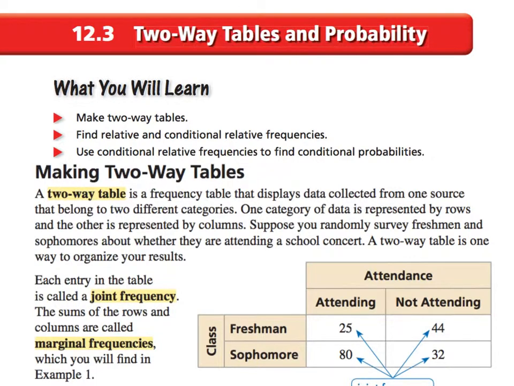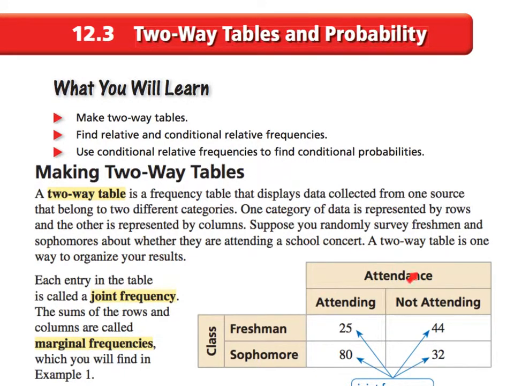A two-way table is a frequency table, which tells you how many times something occurs, that displays data collected from one source that belongs to two different categories. One category of data is represented by rows, and the other is represented by columns. So, here's an example. Suppose you randomly surveyed freshmen and sophomores about whether they are attending a school concert. The two-way table is one way to organize your results.